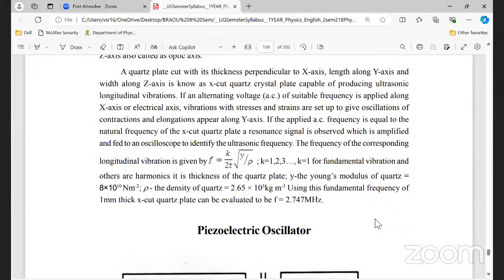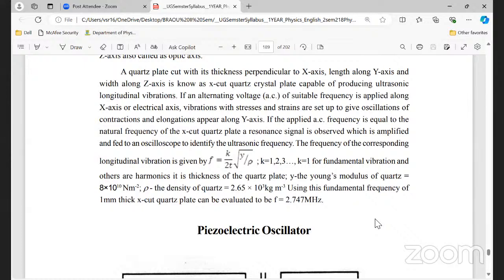Then what you will observe here is maximum vibration. So resonance takes place here. That means the crystal is going to be either elongated or contracted. With such higher vibrations, resonance is caused. In that case, you can identify the ultrasonic, that means the crystal is going to produce ultrasonics.